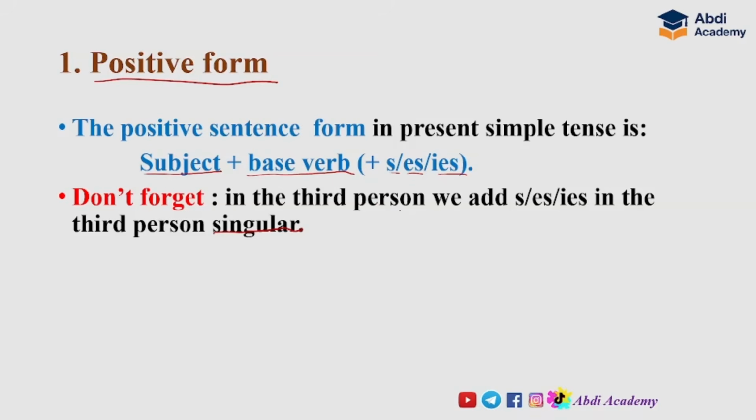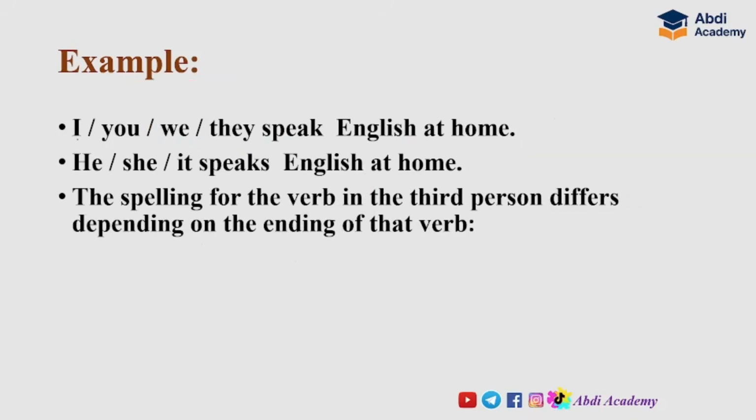But it is very simple. Let's see together. Look at this subject. I, you, we, and they. These are what we call plural subject in English. If the subject of the sentence are I, you, we, and they, we need to use the infinitives or verb 1 without S, ES or IES. Look at this example. I, you, we, they speak English at home.